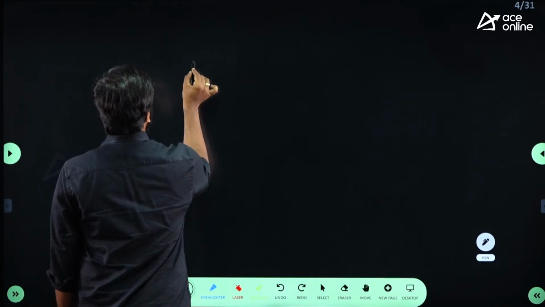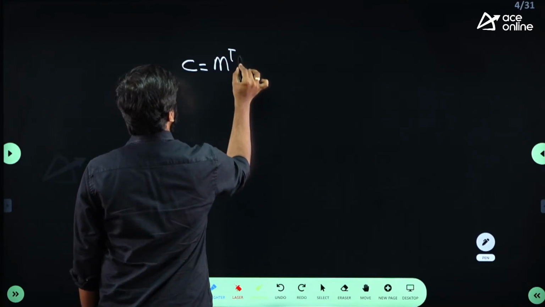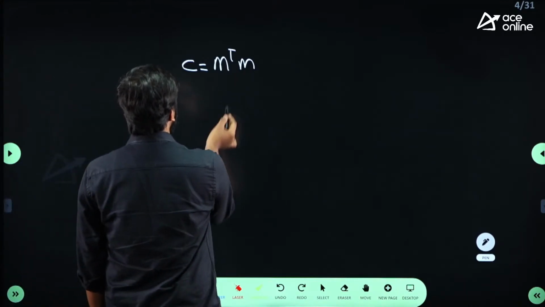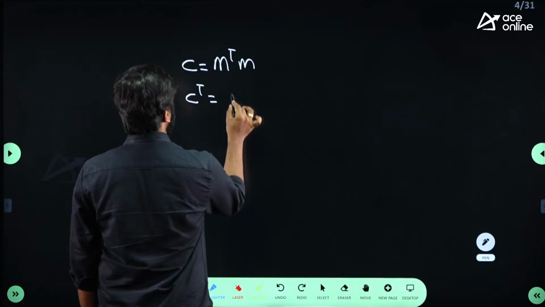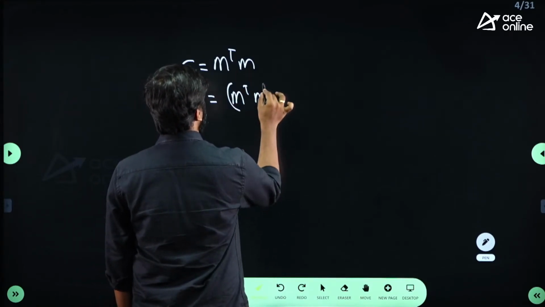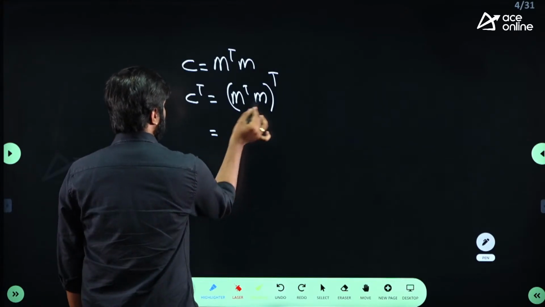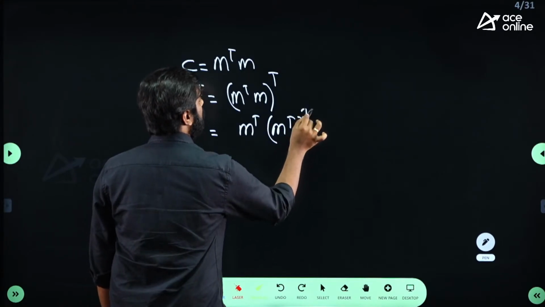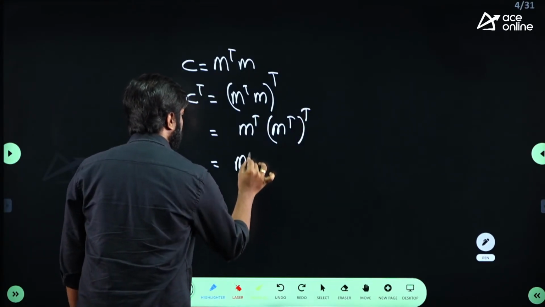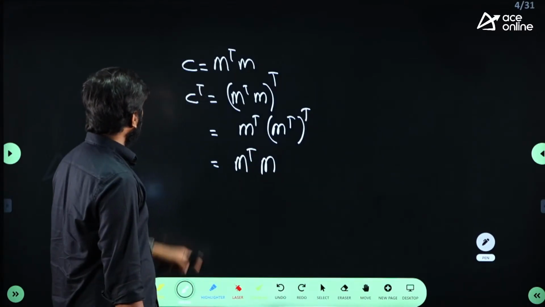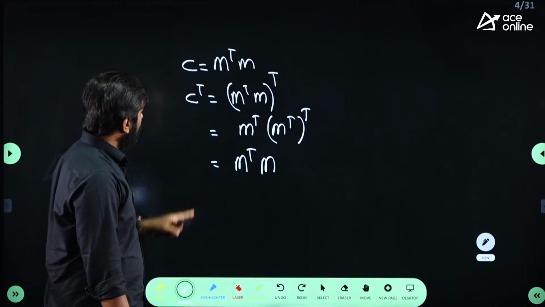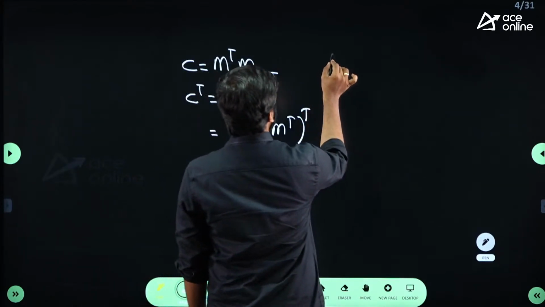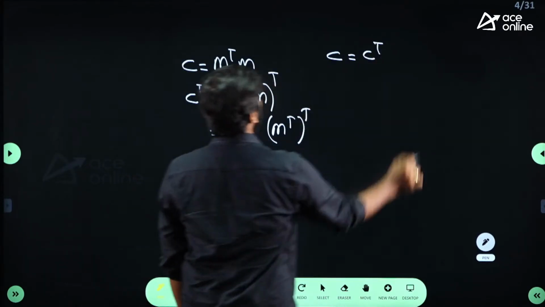Let's take a matrix, let's say C equal to M transpose into M. Let's take transpose on both sides. So what is C transpose? C transpose is M transpose M whole transpose. If you simplify this, you get M transpose and then M transpose whole transpose. So this is again M transpose into M. Look, we took C as M transpose into M. We got C transpose as M transpose M. So what's the conclusion? The conclusion is that C is equal to C transpose.